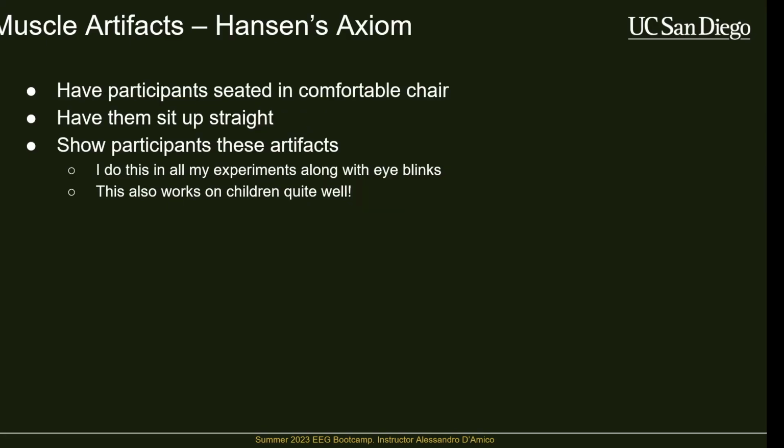But the best thing, which is going to be a theme in all of these, is that we want to follow Hansen's axiom and try to design our experiments and instruct our subjects such that we don't elicit these artifacts in the first place. So you want to have participants seated in comfortable chairs. That's not really going to be possible for us today. These are okay, right? I mean, they're not too bad. But a lot of chairs in real EEG labs can be these nice, comfy couches. You don't want them to be too comfy because then subjects will fall asleep, or just get drowsy, which is not good. You also want people to sit up straight, because if you're slouching like this, you might be generating additional strain on your neck muscles.